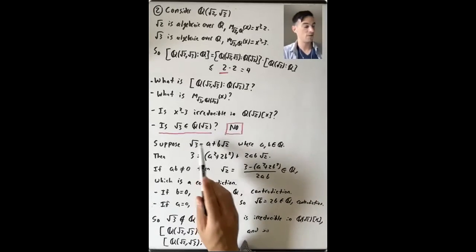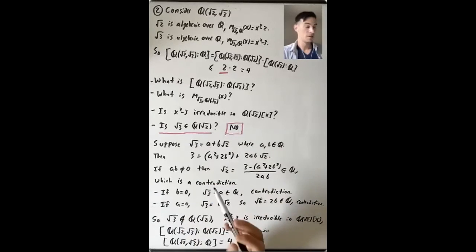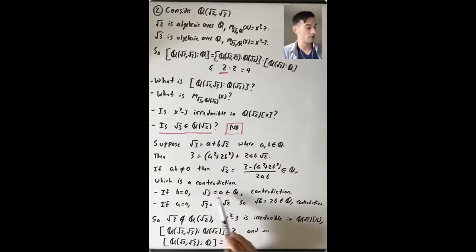So if there are rational numbers a and b that make this true, certainly a times b equals 0. So we'll just deal with the case a equals 0 and b equals 0 separately. If b equals 0, then we get square root of 3 equals a in Q. And the right-hand side is in Q. The left-hand side is not. So that's also a contradiction for the same reason. And we know square root of 2 is not rational. Square root of 3 is not rational. So if a equals 0, what does that tell us? Square root of 3 equals b times square root of 2.